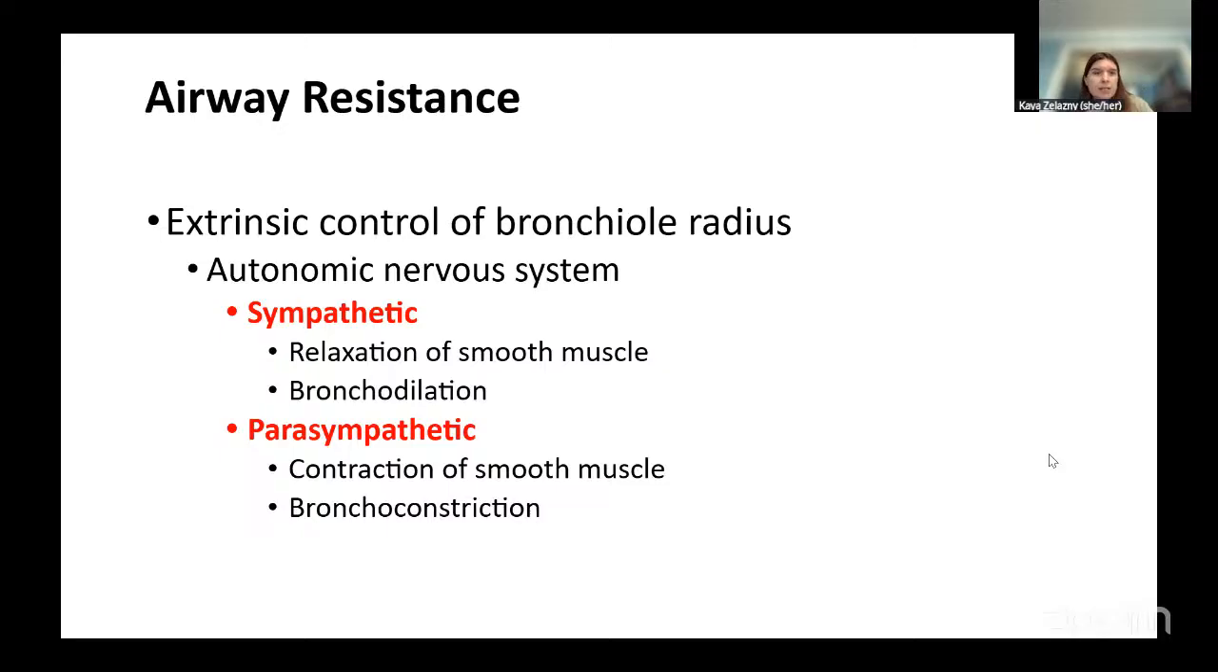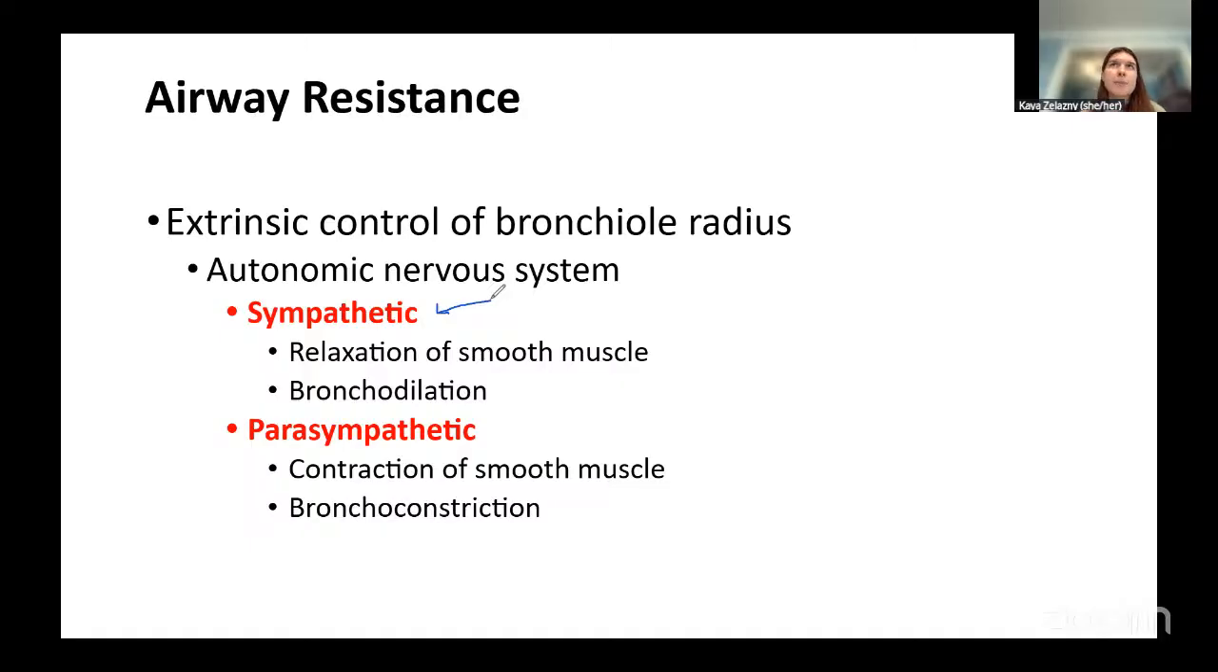But we'll start with the external stuff, the extrinsic stuff. Okay. So unsurprisingly, we have our autonomic nervous system playing a major role here, right? So we've got our sympathetic fight or flight part of the nervous system and our parasympathetic rest and digest part of the nervous system, both playing a role in how dilated or constricted those airways are going to be, and therefore how high or low the resistance is. Okay, so let's think first about that sympathetic branch. Okay, all right. So think about when our sympathetic branch of the nervous system is active, right?